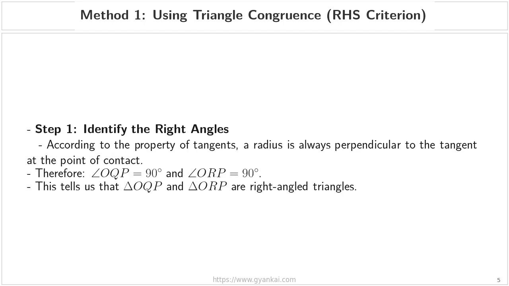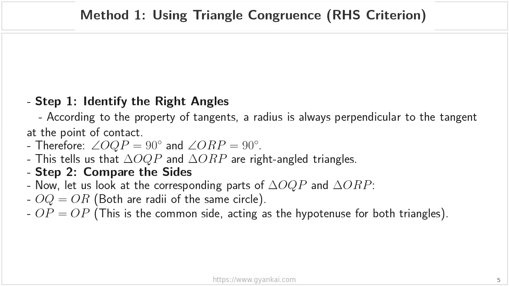Method 1, using triangle congruence, RHS Criterion. First, let's look at step 1, where we identify the right angles. There is a fundamental property of circles you must remember. A radius is always perpendicular to the tangent at the exact point where they touch. Because of this, we know that angle OQP is equal to 90 degrees, and angle ORP is also 90 degrees. This is crucial because it tells us that triangle OQP and triangle ORP are both right-angled triangles.